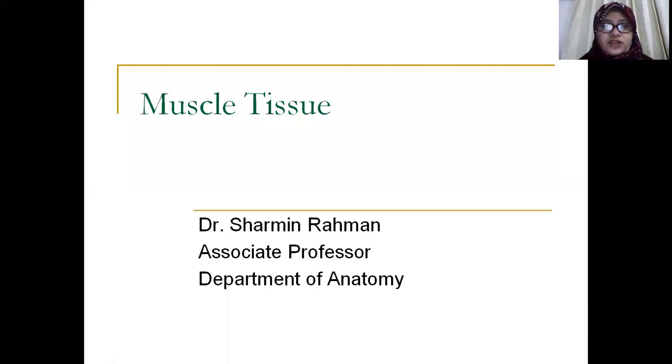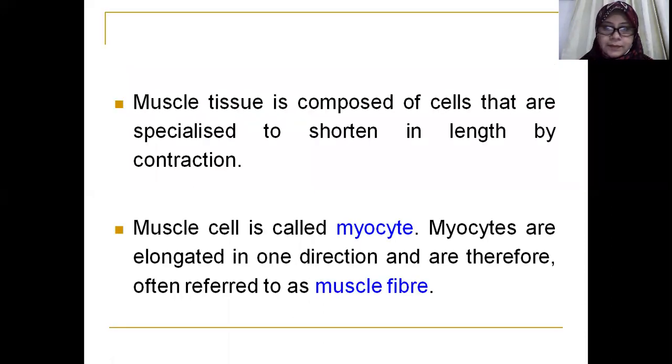Today I am going to discuss the muscle tissue. Muscle tissue is composed of cells that are specialized to shorten in length by contraction. Muscle cell is called myocyte. Myocytes are elongated in one direction and are therefore often referred to as muscle fiber.